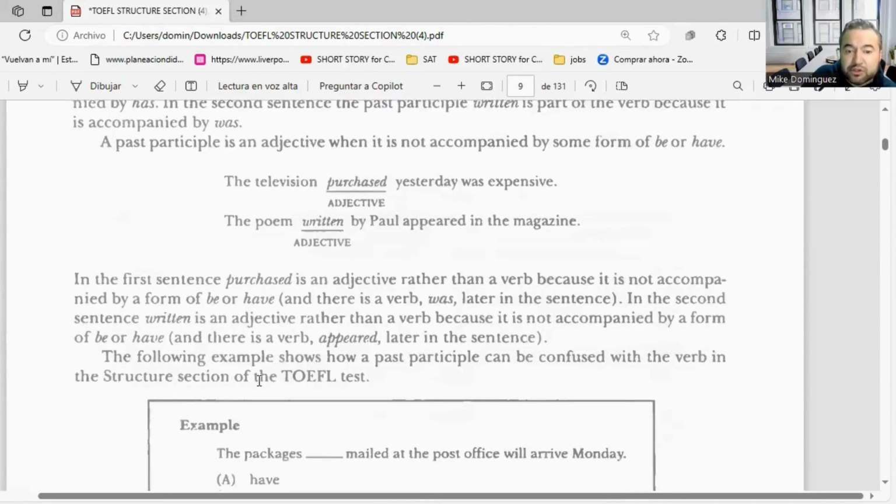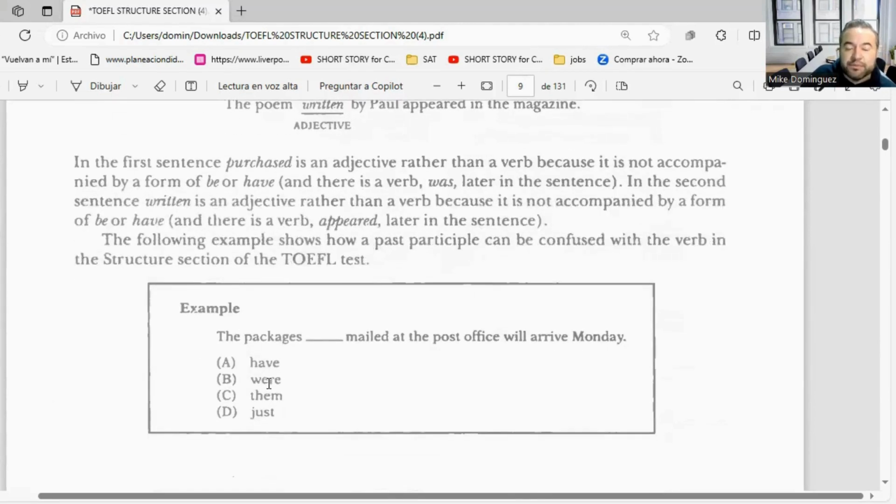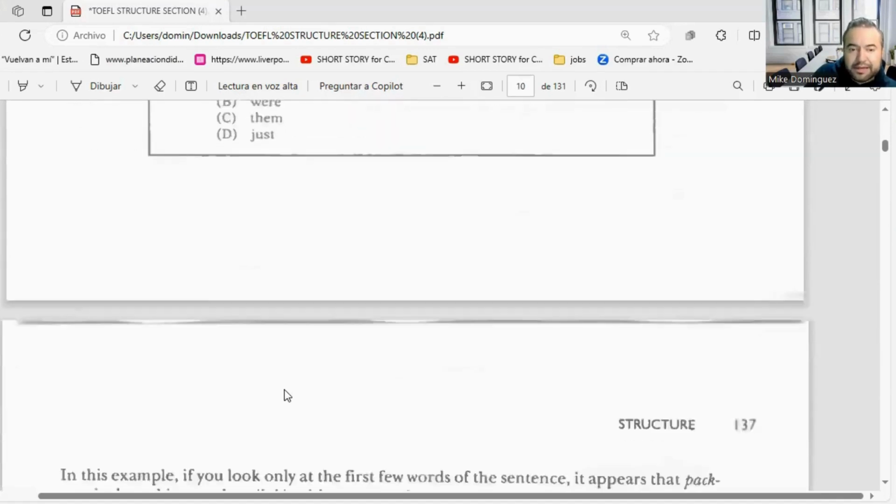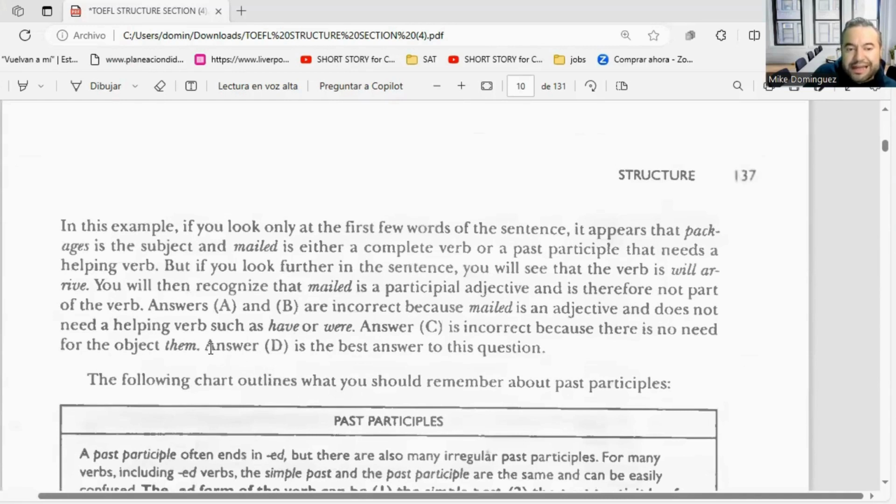The following example shows how a past participle can be confused with the verb in the structure section of the TOEFL test. Example. Can you tell me to read the example, Carlos? The packages mailed at the post office will arrive on Monday. And the answer is just letter D. Letter D. Okay, thank you very much. Answer D is the best answer to this question.